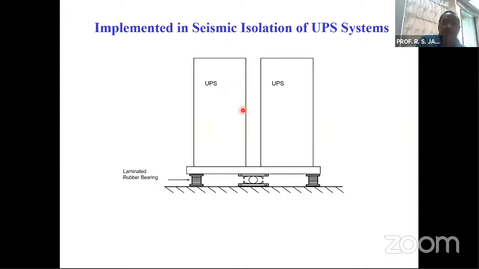This UPS system was designed using isolation systems, and what was done in this one is there were 6 bearings that were used. For example, 2 laminated rubber bearings, which you can see on this side, and 2 on the front side. So total 4 laminated rubber bearings were used. And in the middle, a sliding bearing was used.